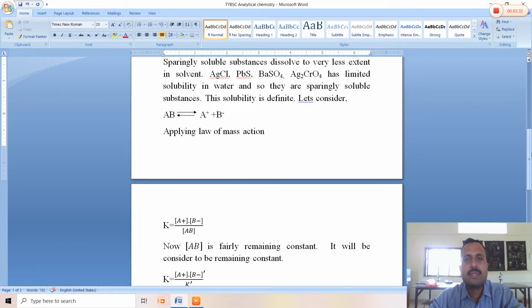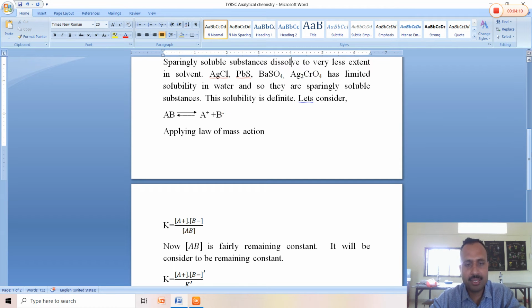Now let us consider AB is a sparingly soluble substance, and this AB is dissolved in a particular solvent to make up the solution. Now here AB undergoes equilibrium with the equilibrium arrow. That equilibrium arrow is nothing but a double-headed arrow, which is the combination of forward direction and backward direction. So AB can be dissociated into A plus and B minus ions. Again there is one condition, that A plus and B minus ions come together to form AB, the sparingly soluble substance. So this is a particular condition for the solution.